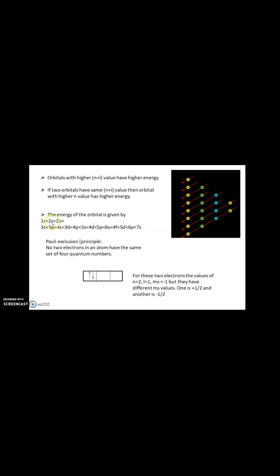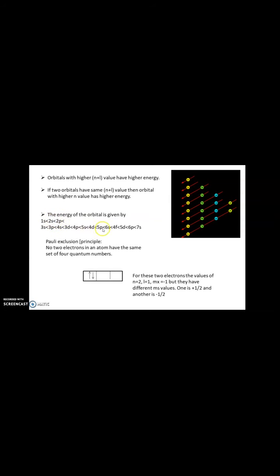If we compare 1s and 2s, for 1s, n equals 1, L equals 0. So total n plus L equals 1. For 2s, n equals 2 and L equals 0. So n plus L will be 2. For 1s, n plus L equals 1. So 2s will have the higher energy than 1s. Similarly, for 2p and 2s, n plus L for 2s equals 2. N plus L for 2p equals 3, because n value is 2 and L value is 1 for 2p. So 2 plus 1 equals 3. So since 3 is greater than 2, 2p orbital has higher energy than 2s.